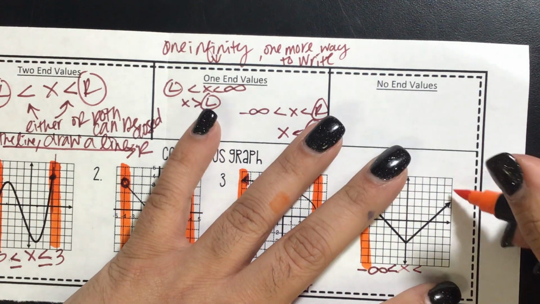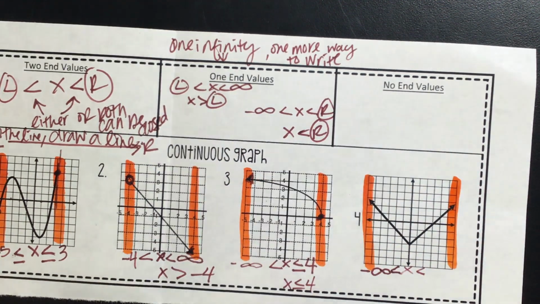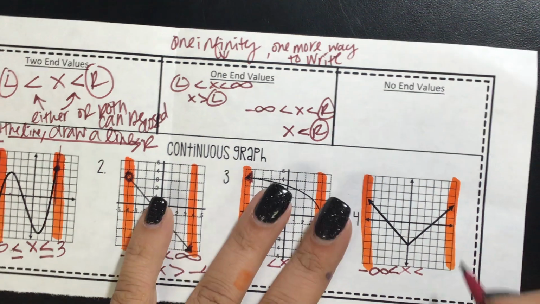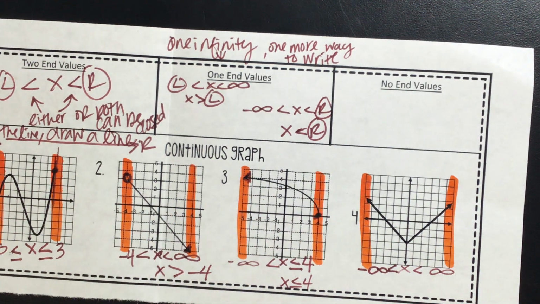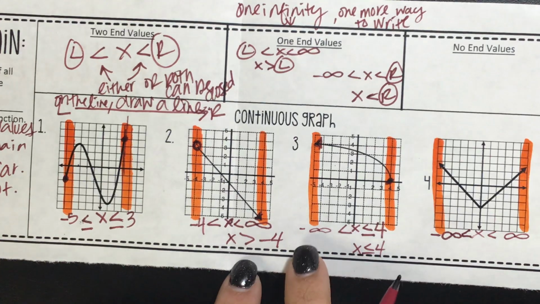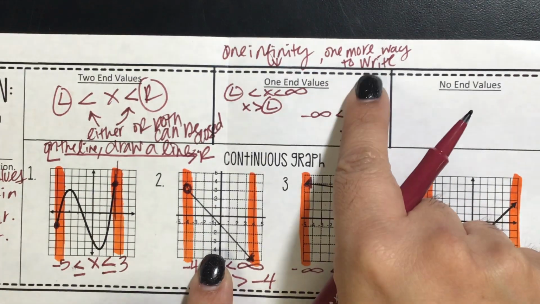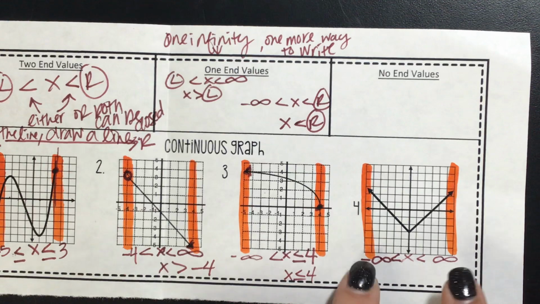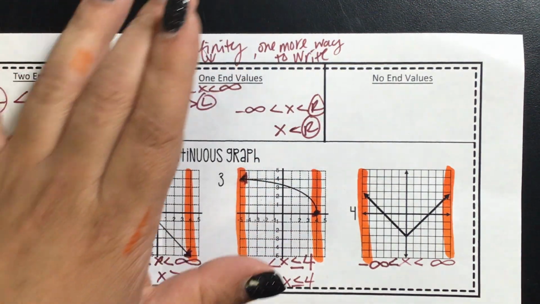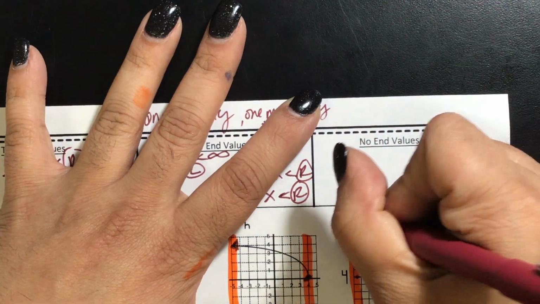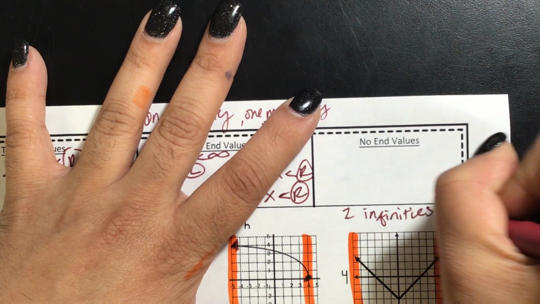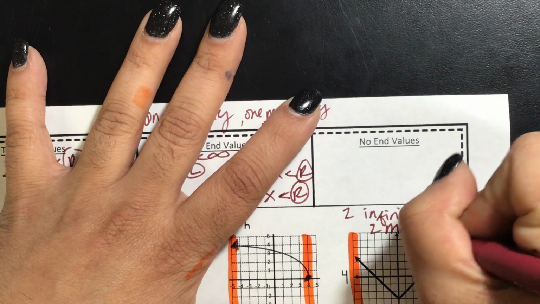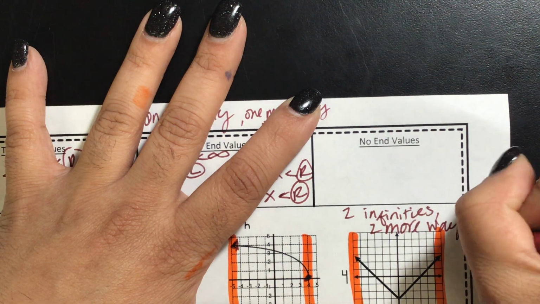And now we're going to come from the right, which is also an arrow. So we're going to put another infinity. Now, you'll recall when we had 1 infinity, there was one more way of writing it. When you have 2 infinities, you have 2 more ways of writing it. So I'm going to write that in so I remember 2 infinities, 2 more ways to write.